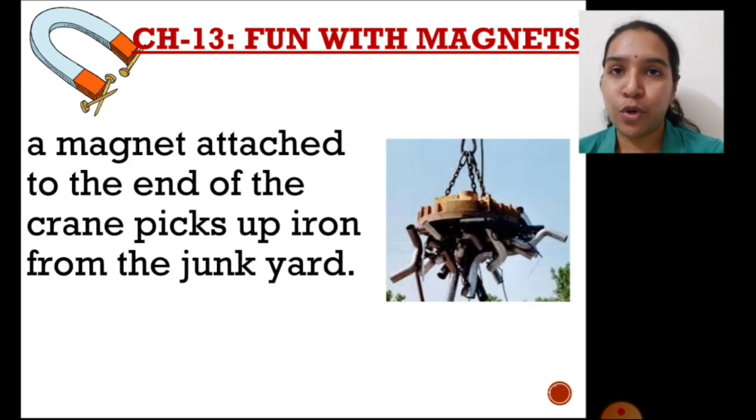This huge block at the edge of the crane hand is a magnet, where all the iron objects or the metals are picked up by this block and separated from the heap of junk. It saves a lot of time and it is an easy method for separation of metals from the junk.